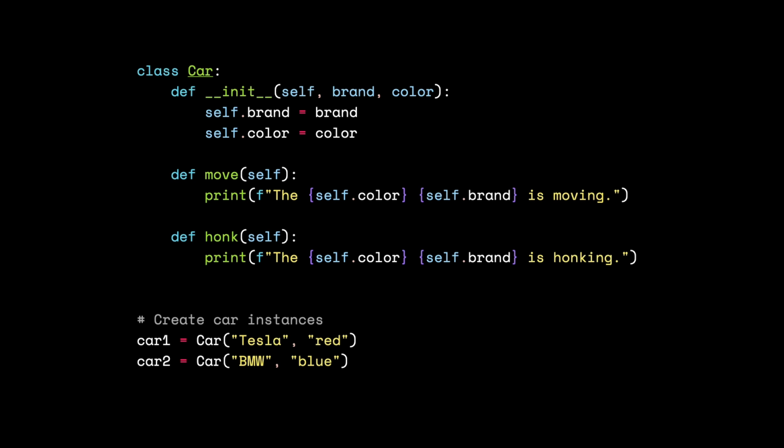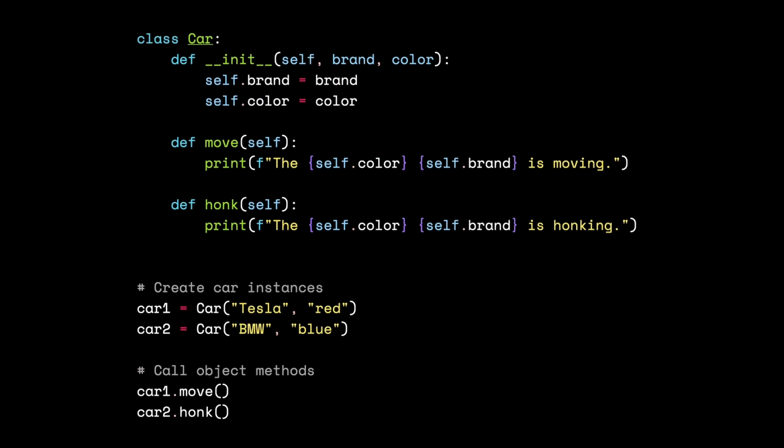Once we have that template, we can initialize the car objects from the template. Note that the arguments passed to the car template will be set as its attributes as shown here. We can then call the methods of the car object directly through a function call.